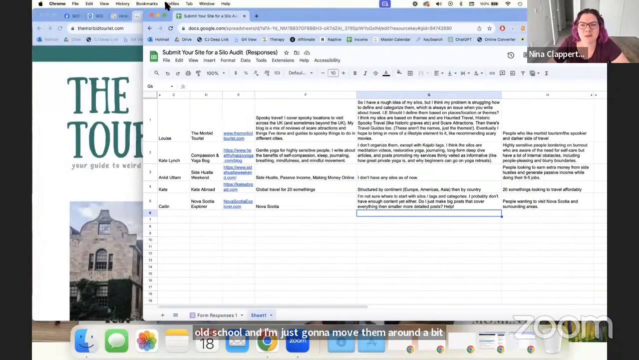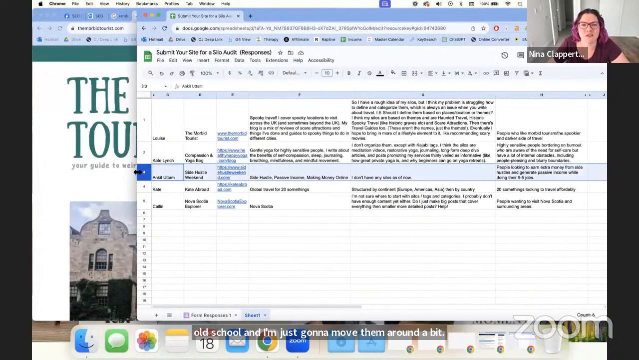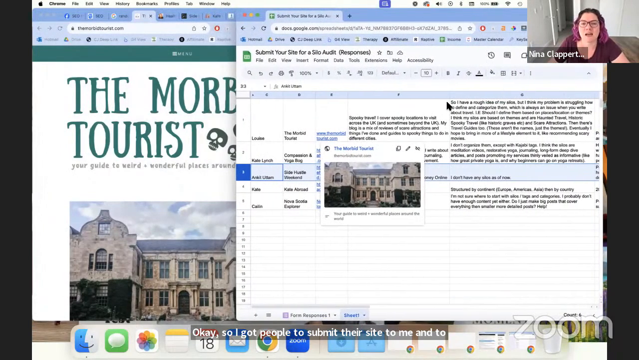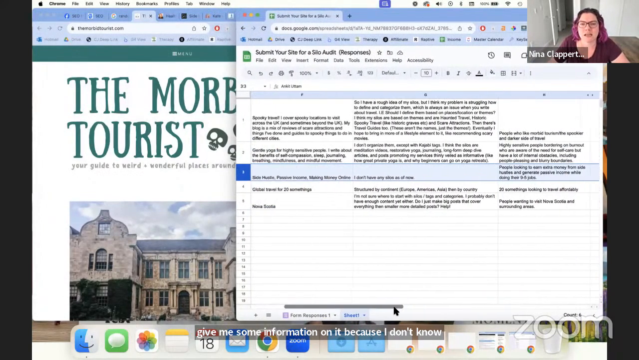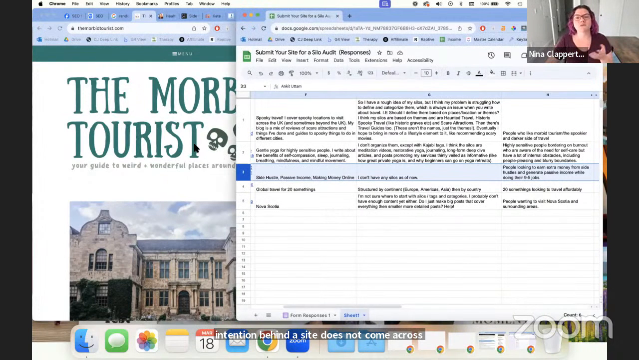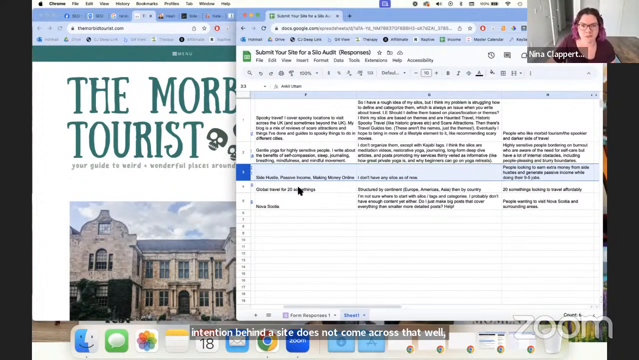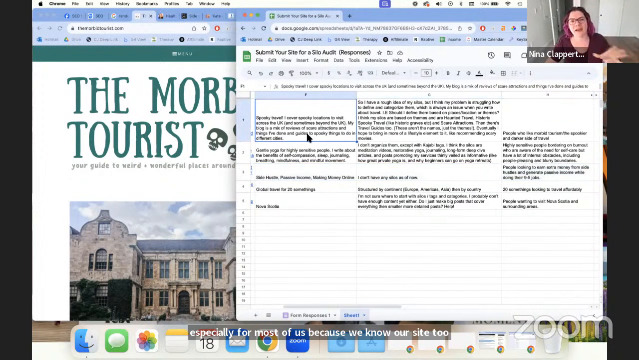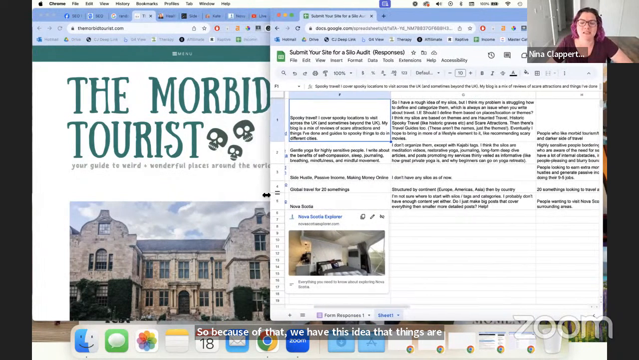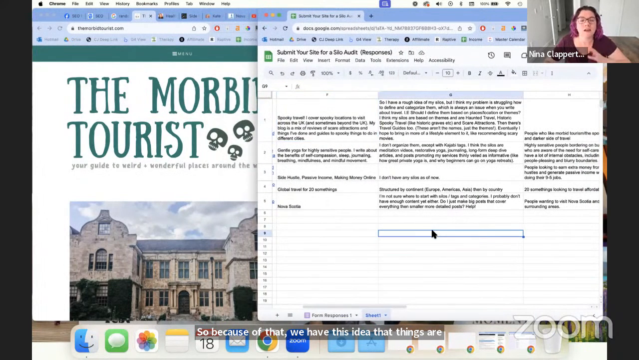Okay, so I got people to submit their site to me and to give me some information on it because I don't know everyone's site at a glance. And often I find that the intention behind a site does not come across that well, especially for most of us because we know our site too well. So because of that, we have this idea that things are easier to find than they are. We have this idea that things are properly set up, and they might technically be, like maybe you don't have a broken link, whatever, but you may not have it set up for your user.